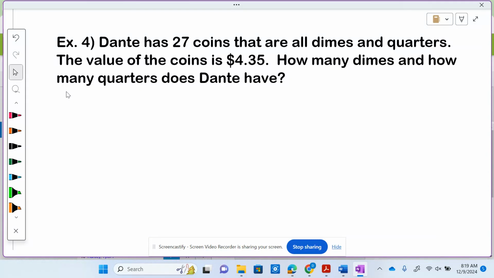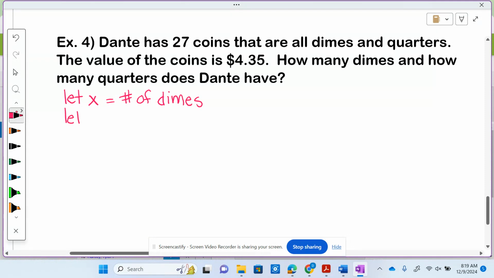Jonathan has 27 coins that are all dimes and quarters. The value of the coins is $4.35. How many dimes and how many quarters does Jonathan have? So what are we trying to figure out? So X is the number of dimes, right? How many means number of? So let X equal the number of dimes. And then we can let Y equal the what? Number of quarters.